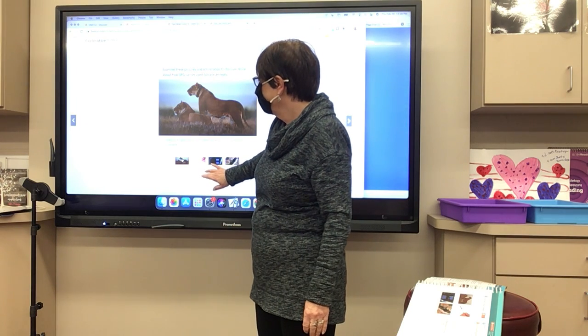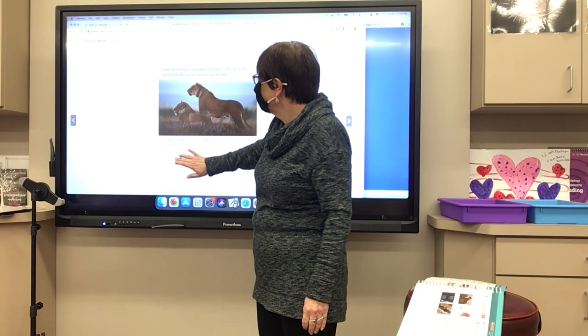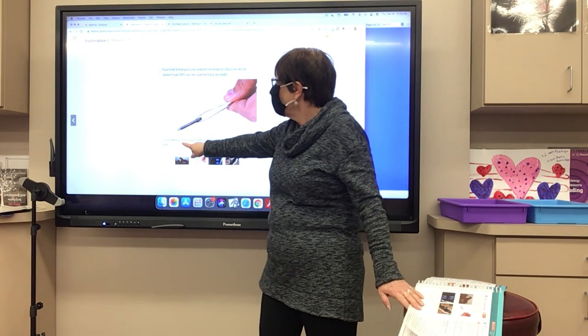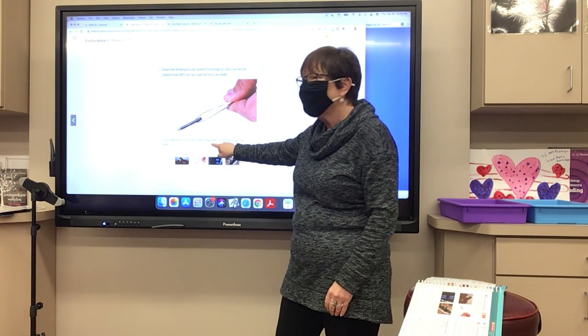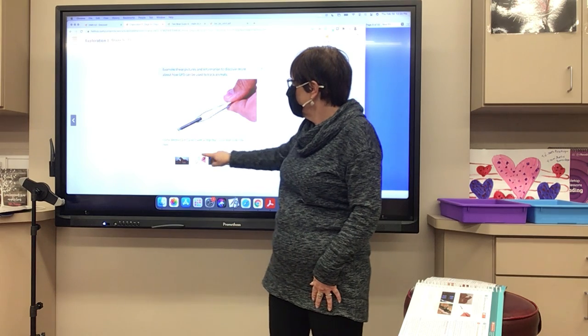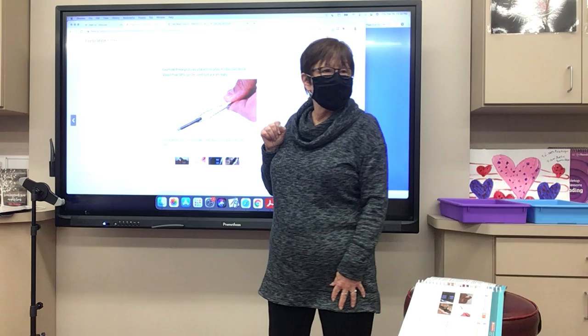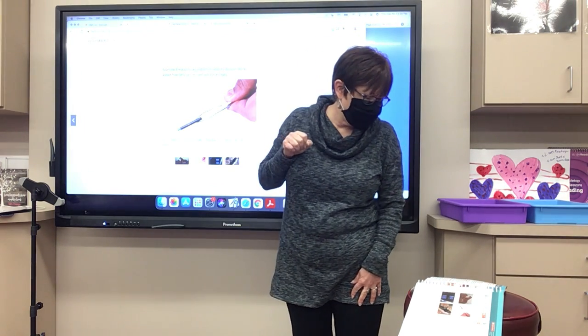Very cool. So here, boys and girls, it says some animals are tracked with a chip that is injected under their skin. So they put that under their skin to track them. Isn't that interesting?